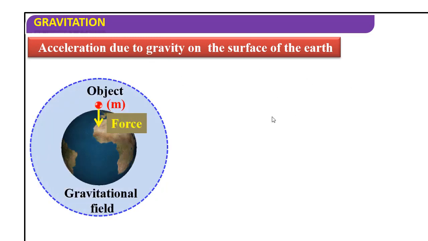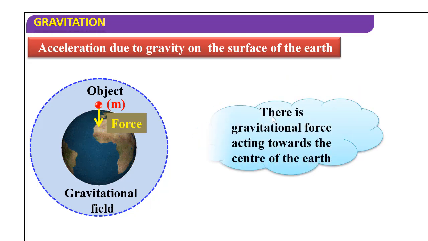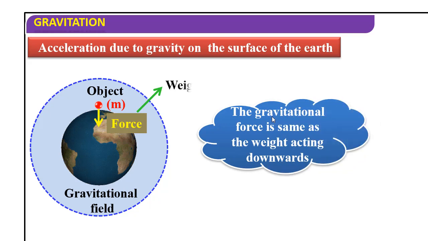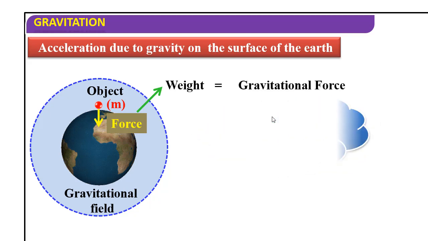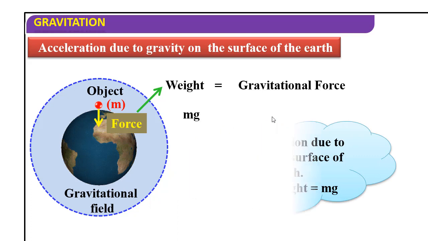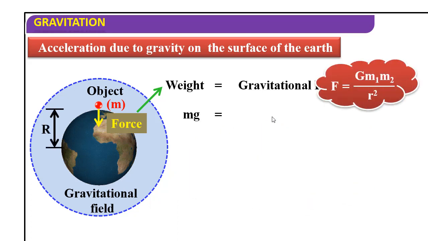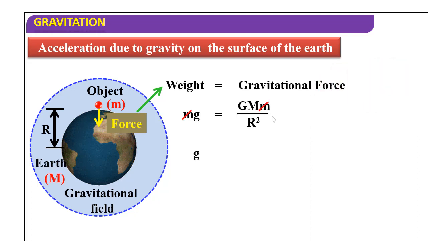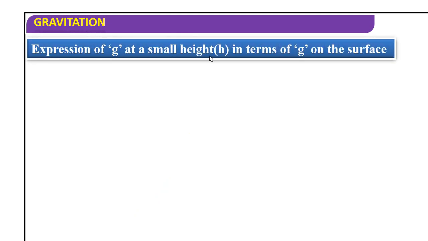Due to gravity on the surface of the earth, h is 0. So directly we will get mg is equal to gravitational force, GMm by R square. So g is equal to GM by R square on the earth's surface. This is the formula on the earth's surface. Now above, we have to calculate at a small height h in terms of g on the surface. Okay, gh is equal to g into R by R plus h whole square.